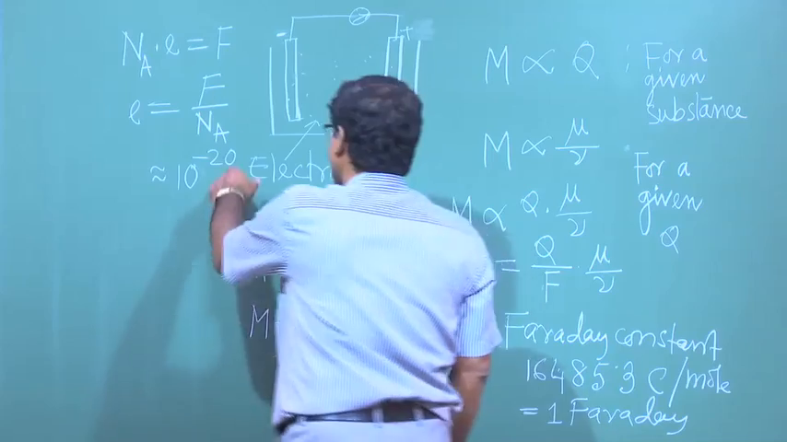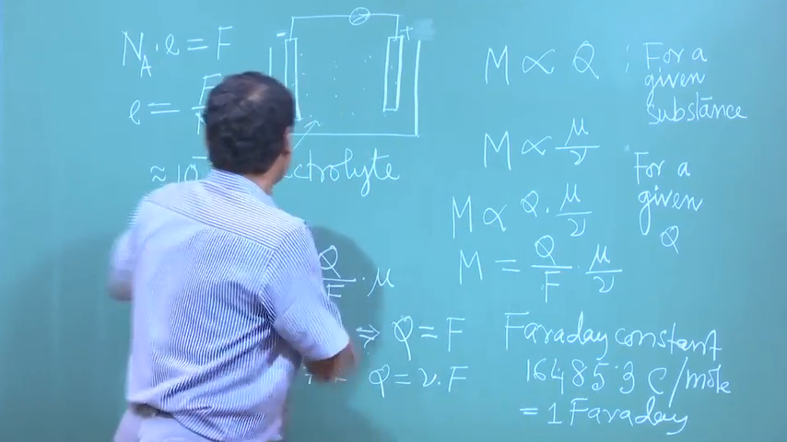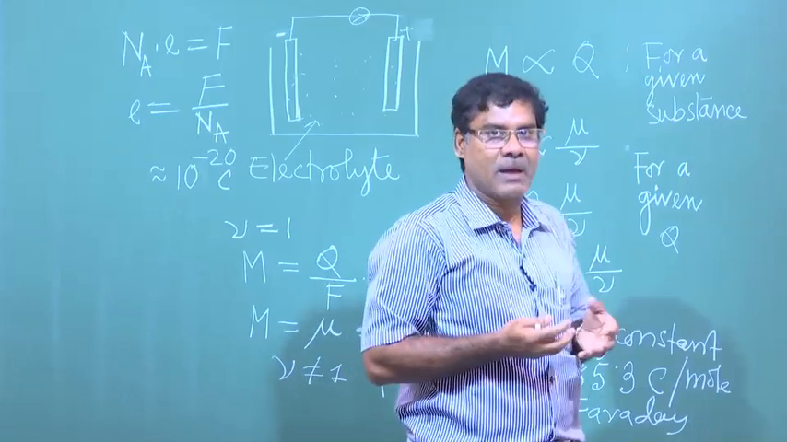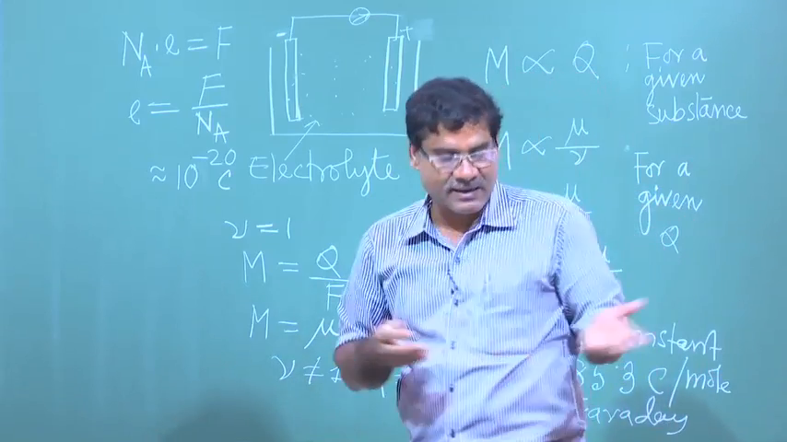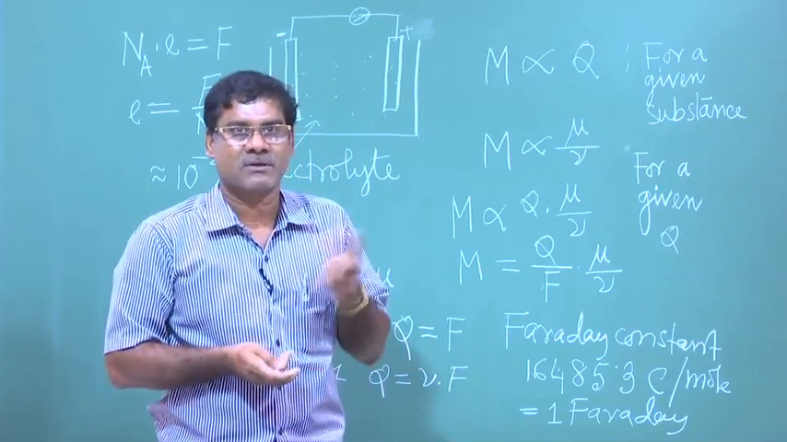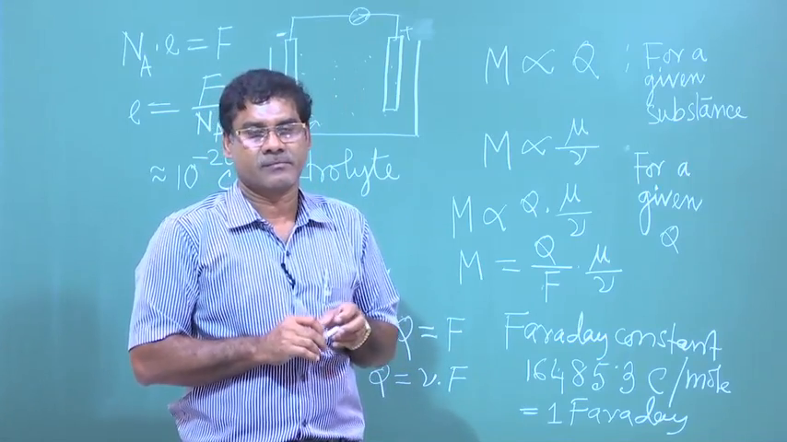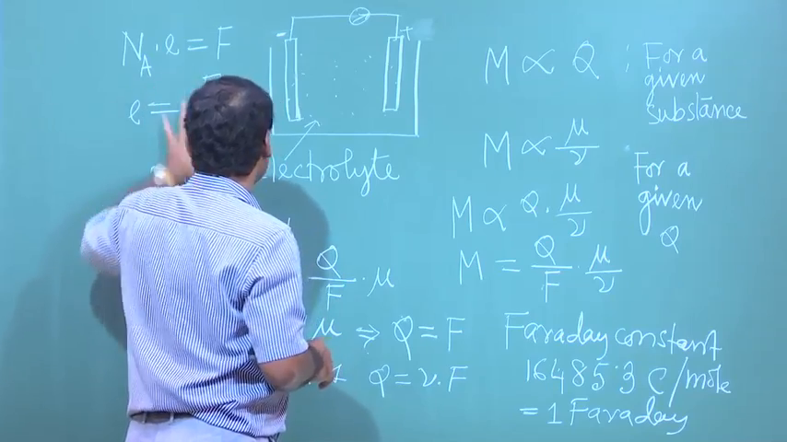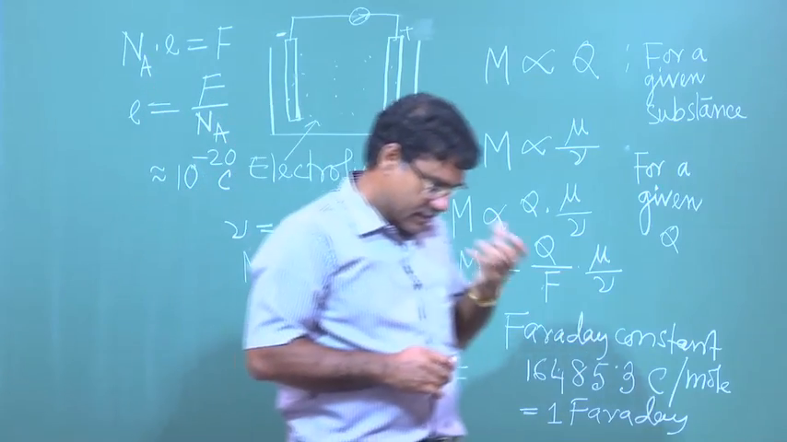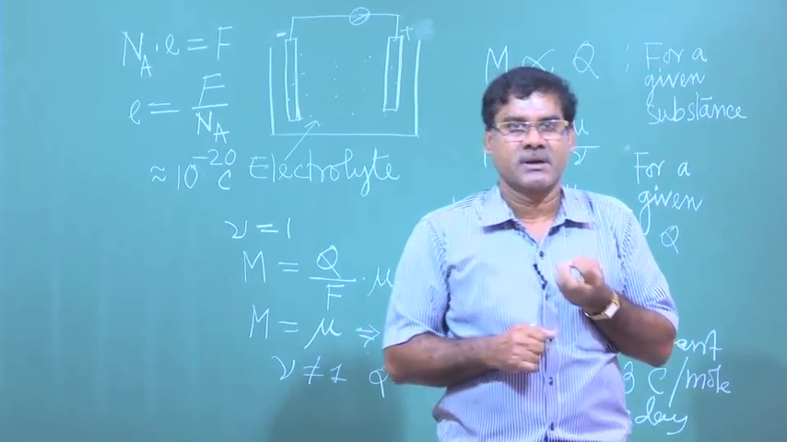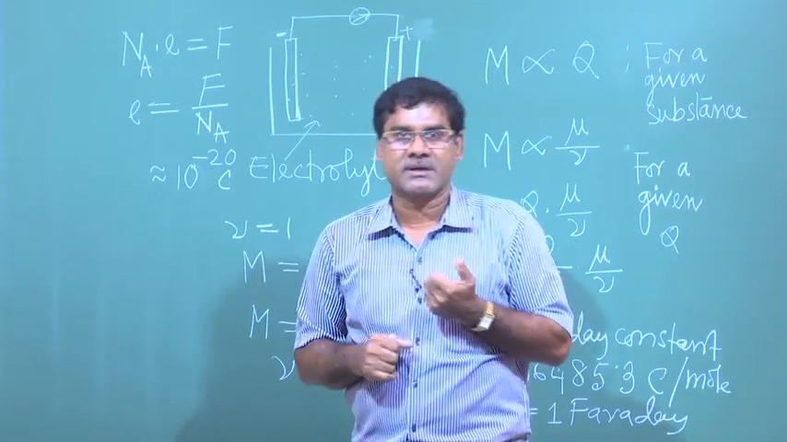So, it was not so accurate because of the Na value, the Avogadro number value. During that time, whatever Avogadro number value was available from kinetic theory was not an accurate value. That is why that error was there, but in principle it calculated the natural unit of charge, the smallest unit of charge, that is E.